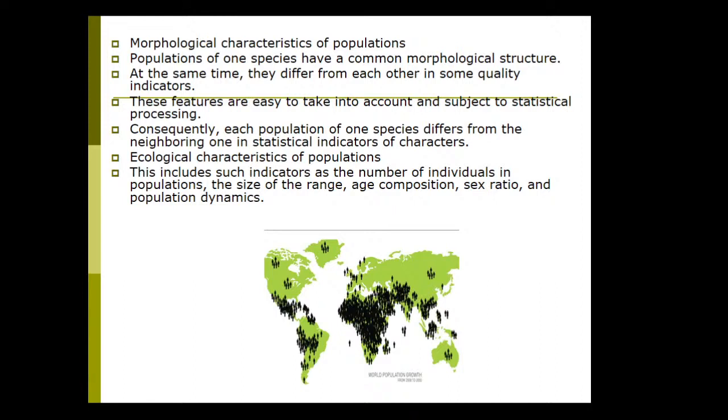Ecological characteristic of population. This includes such indicators as the number of individuals in populations, the size of the range, age composition, sex ratio, and population dynamics.